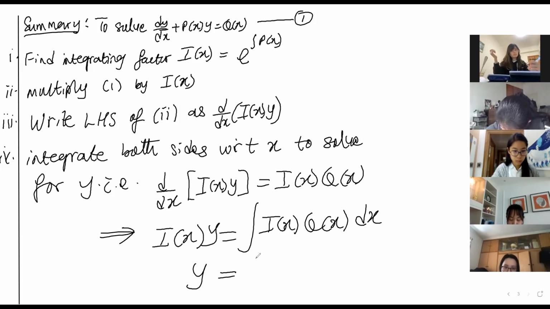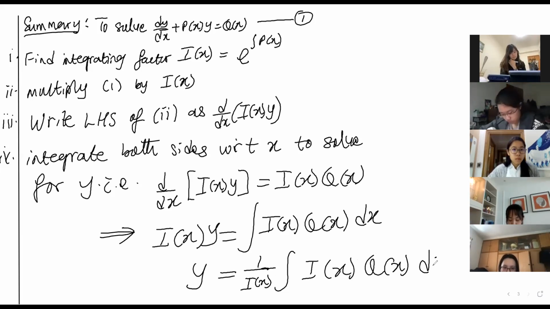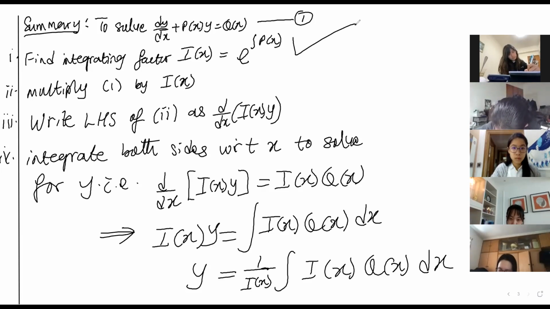Okay, this is the solution. So these are the 4 steps you need to follow. Just wanted to write that. I explained that earlier, but just to put it in summary. Now that we have established how to find the integrating factor, let's solve some problems quickly.